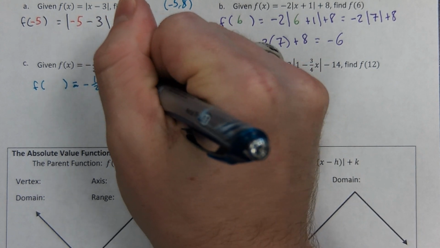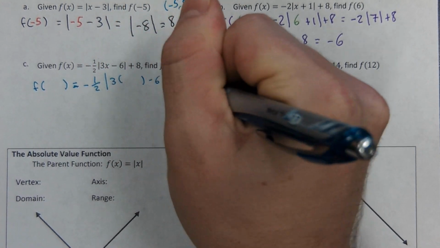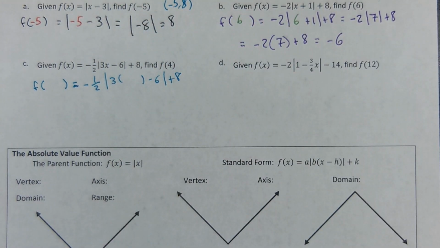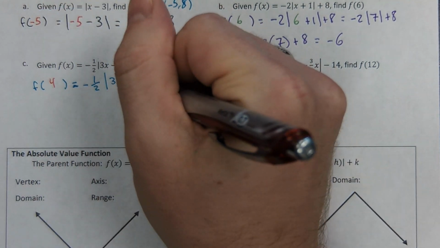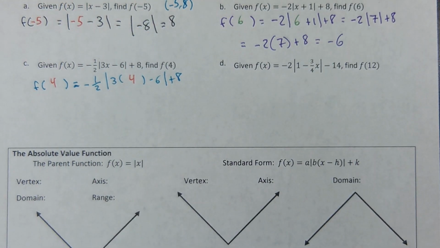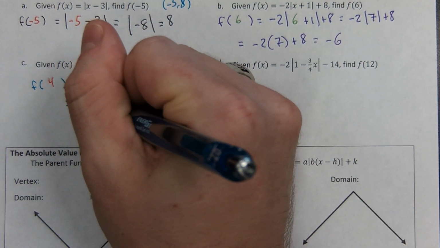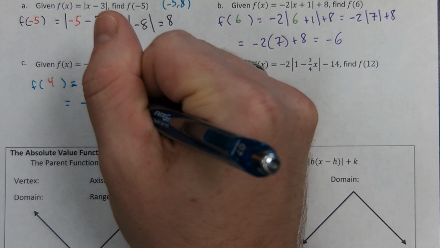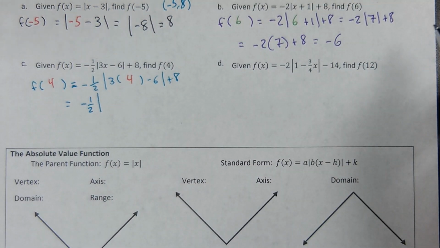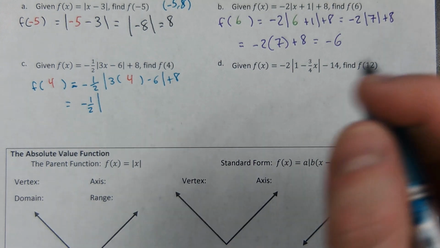Absolute value, 3 times 4 this time, minus 6, plus 8, all times -1/2. Like I said, you're going to treat them like parentheses, meaning clean up whatever's on the inside first. -1/2 is hanging around outside, and on the inside, well, 3 times 4 is 12, and 12 minus 6 is 6.